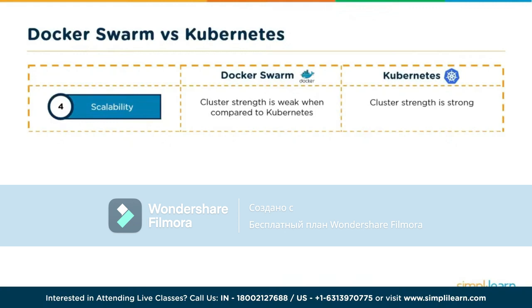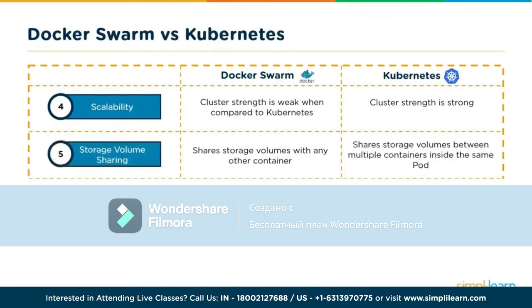On Docker Swarm, the cluster strength is weak compared to Kubernetes. Worker nodes can be added to a swarm. Worker nodes can be asked to leave a swarm or can be taken out of a swarm based upon the requirement. So this is a loosely coupled architecture for Docker Swarm, while in Kubernetes, the cluster is very tightly coupled.